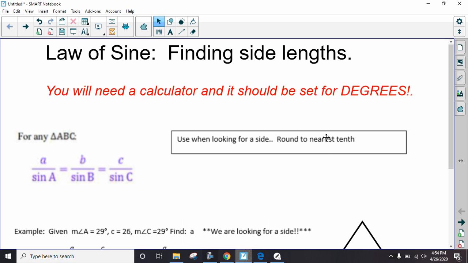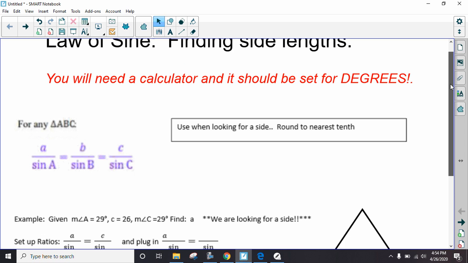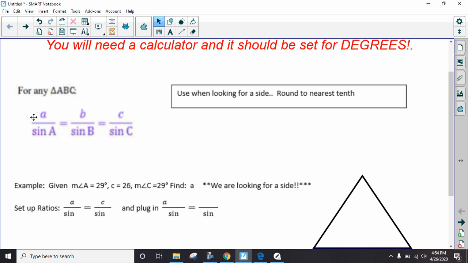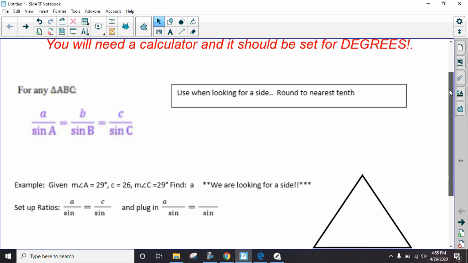Okay, law of sines, just finding side lengths. You will need a calculator, and it should be set to degrees. Now, everything in a triangle, doesn't matter which triangle, is set up in a ratio of its side lengths over the corresponding sine of the angle. Yes, there's a little a and a big A, and little b and big B, and so on, but I'm going to explain that.